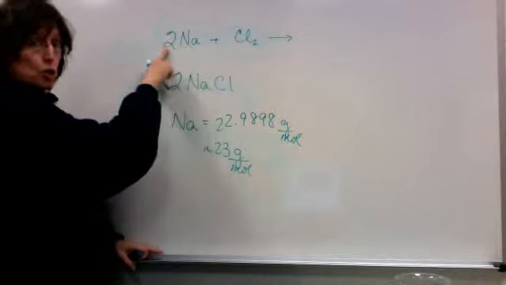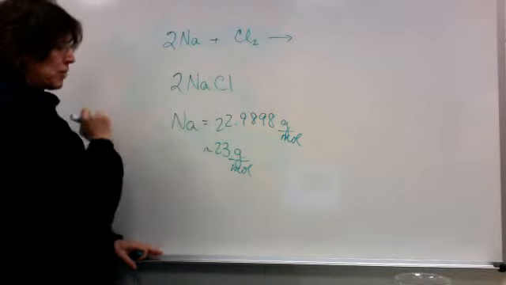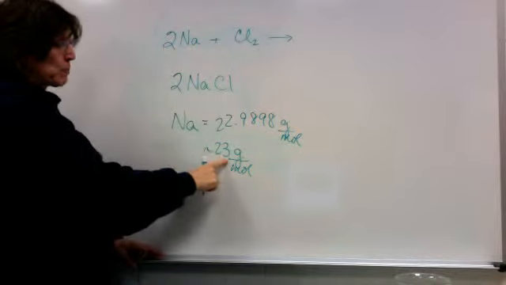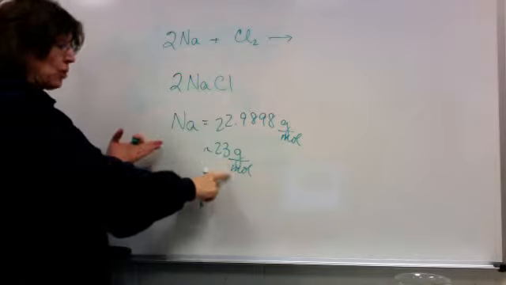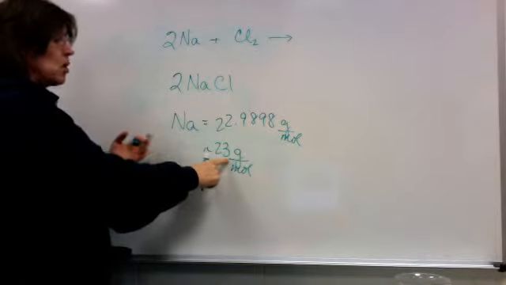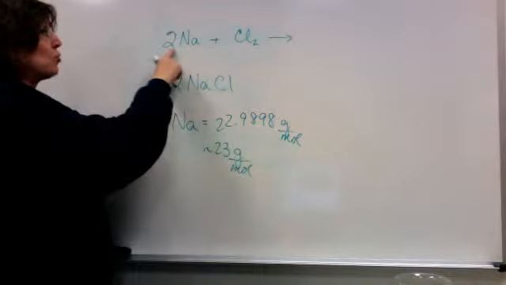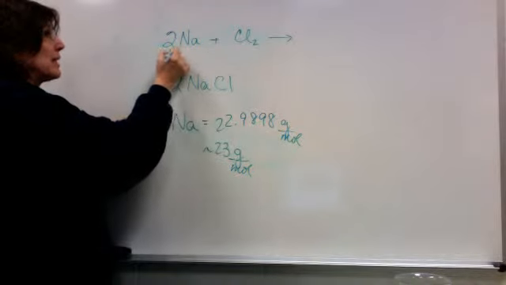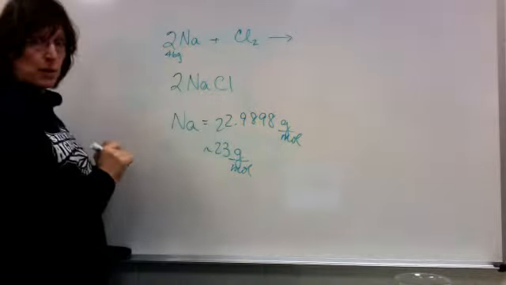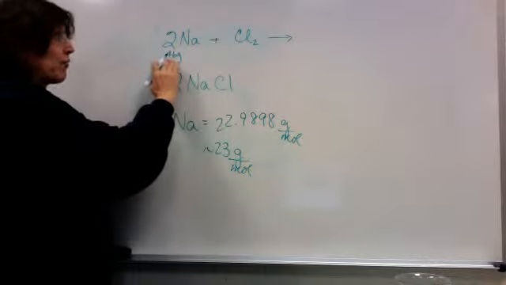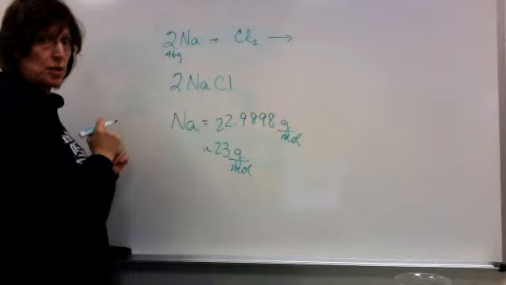Notice that I have 2 moles of sodium. So I just need to multiply this by 2 because each mole has 23 grams. So I have 23 plus 23. So instead of 2 moles, I have 46 grams of sodium. Okay, in this equation, I need 46 grams to make 2 moles of sodium.